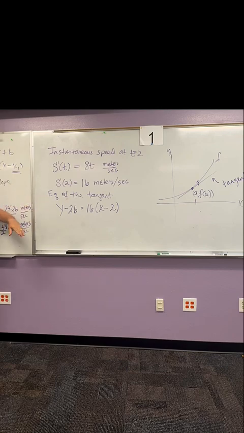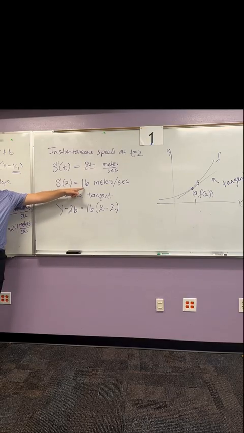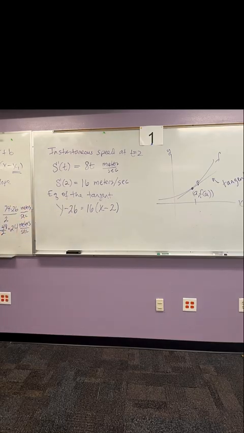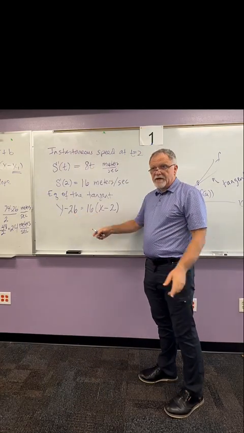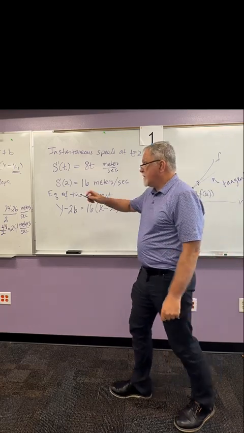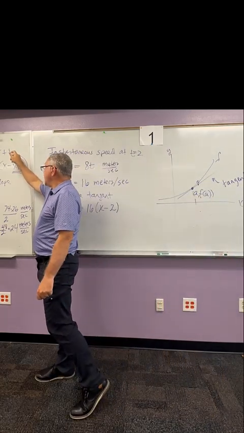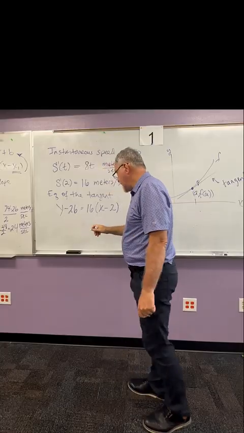For this problem, what do I know right off the bat? I have a slope and I have a point. So using point slope is going to be the easiest way for me to get there. So that's what I did. I just plugged in my point, 2, 26, and plugged in my slope. I've got an equation. Now, if you want to go from here to here, you absolutely can, and we'll go ahead and do that.